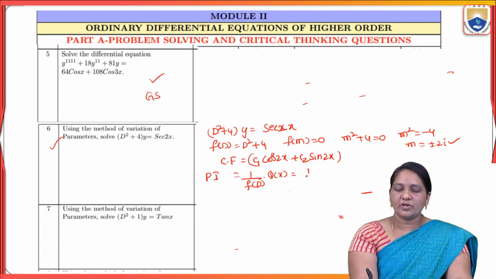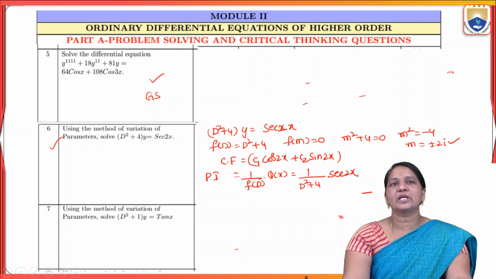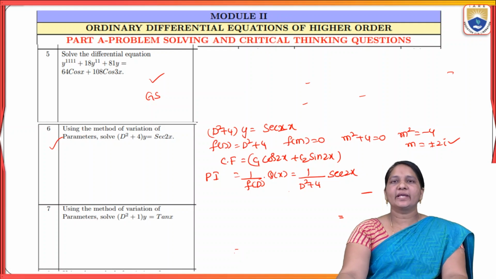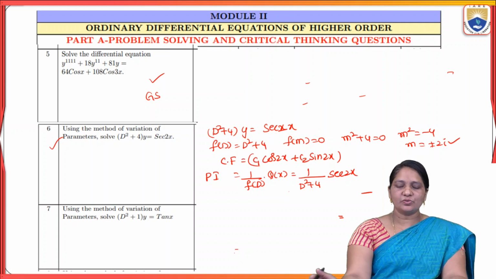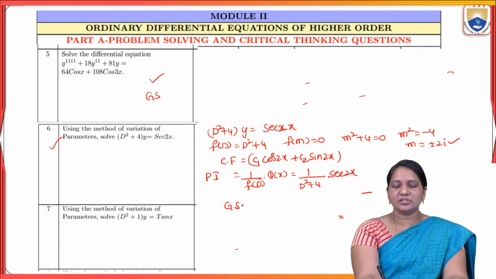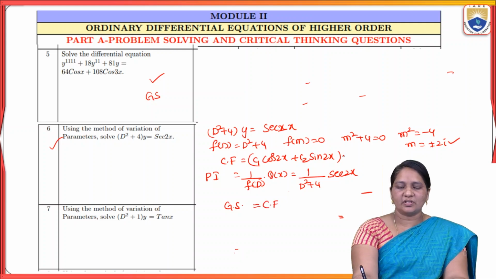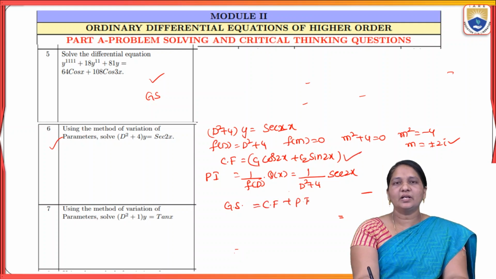So what is f of D value? f of D value is D square plus 4 into secant 2x. D square plus 4 into secant 2x. So like this we can find the particular integral also. So finally, what is the general solution? The general solution is the complementary function and this value plus the particular integral.